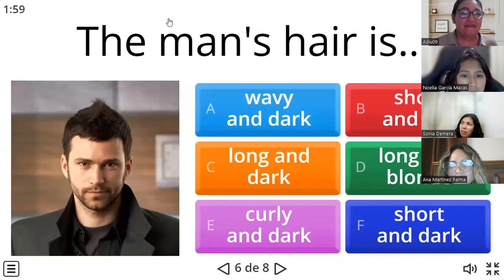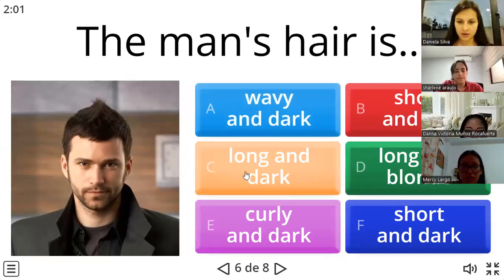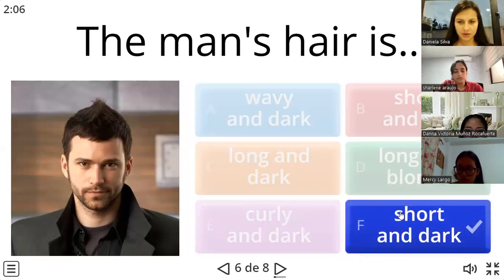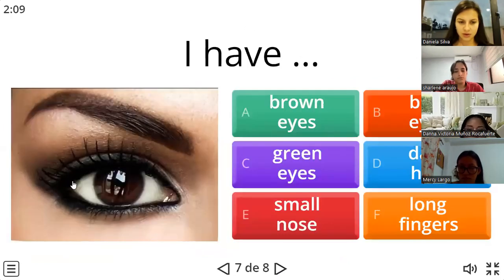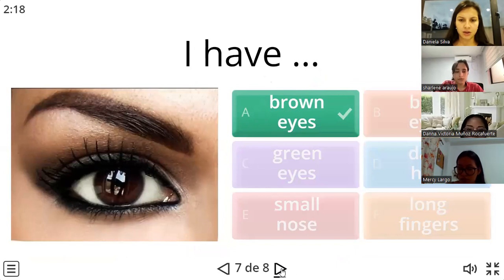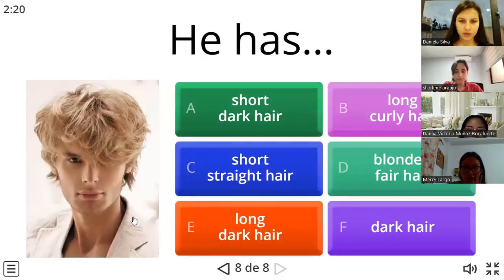Long and dark. Short and dark. Short and dark. Good. What about these eyes? Are they brown, blue, green? Brown eyes. Excellent. One more.